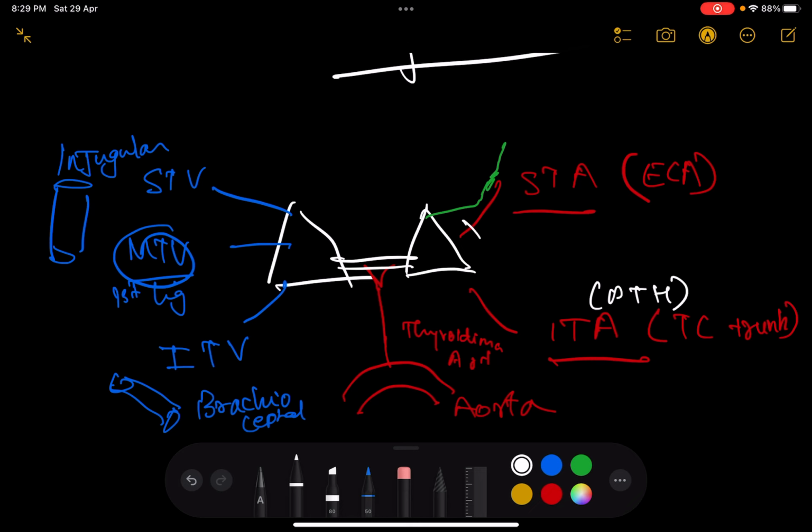So if someone asks you, where exactly do you ligate your superior thyroid artery, you ligate it close to the gland. Close to the gland. What about the inferior thyroid artery? Where do you ligate the inferior thyroid artery?